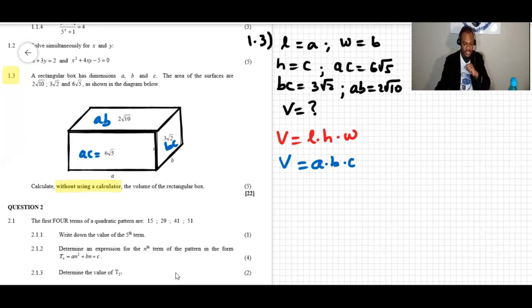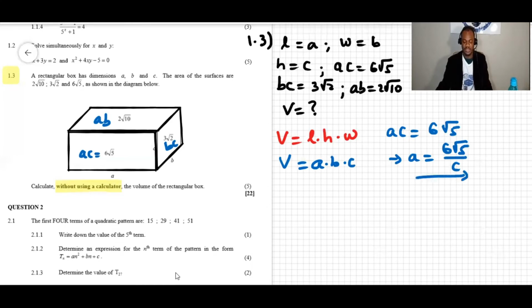But now, we don't know the value of A, nor B, nor C. But we do know that the surface area AC is equal to 6 root 5. So we can work out A in terms of C. That means A will be 6 root 5 over C if we divide both sides by C. So we express A in terms of C.